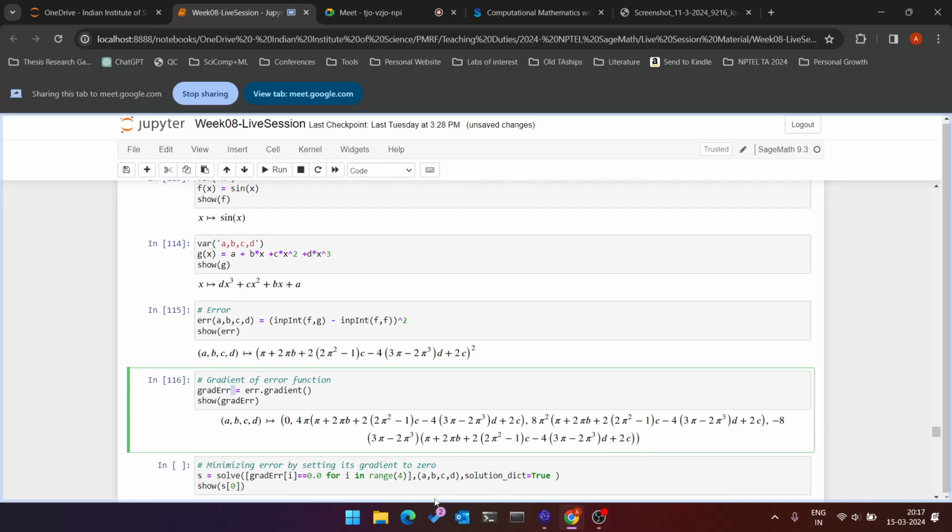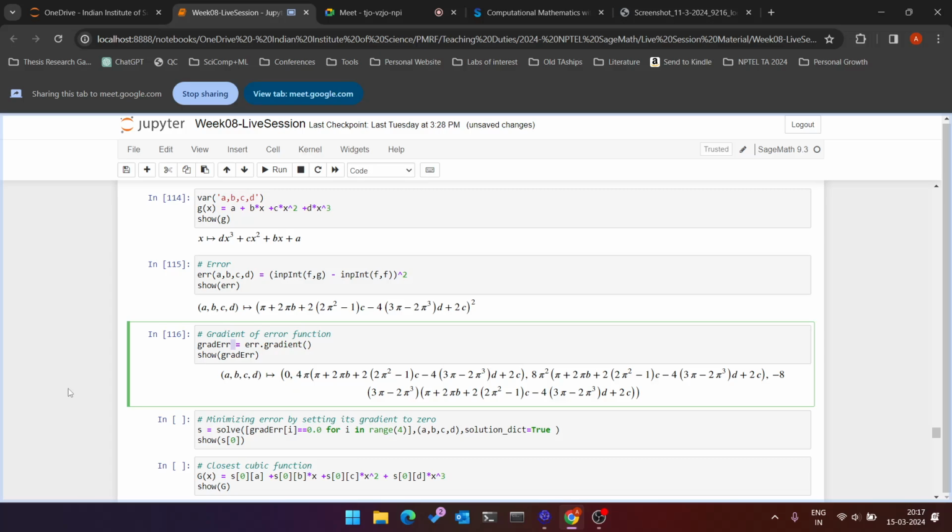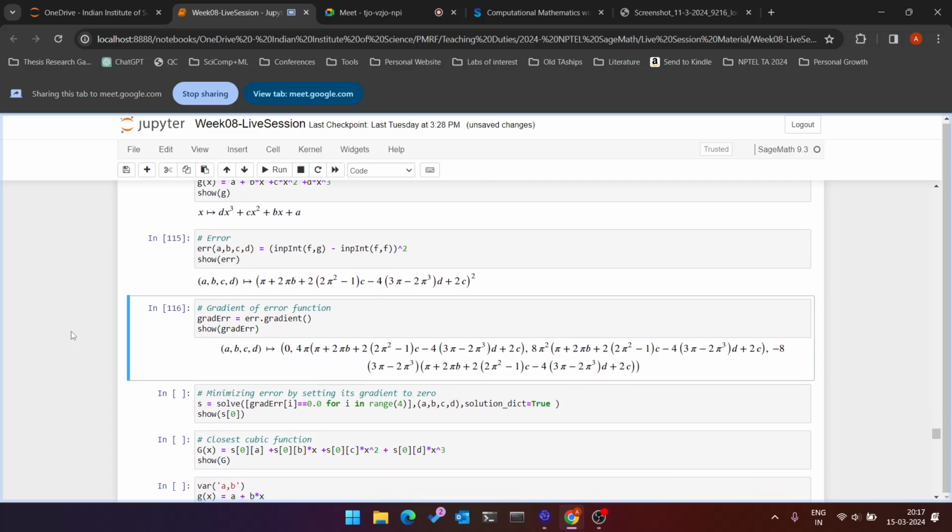Okay, and already one of those is going to zero. You can see that itself. So when we are interested in minimizing the error, we'll basically set the gradient of error to zero. So we'll solve for the gradient of error going to zero, and it has four terms, and from that we'll be trying to obtain the four variables a, b, c, d respectively.